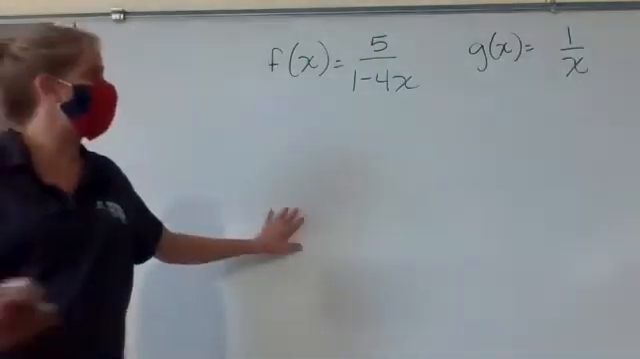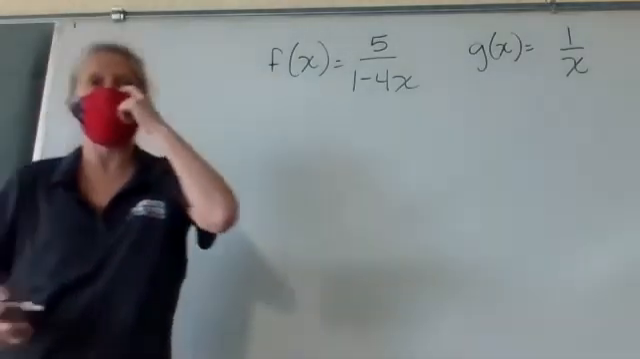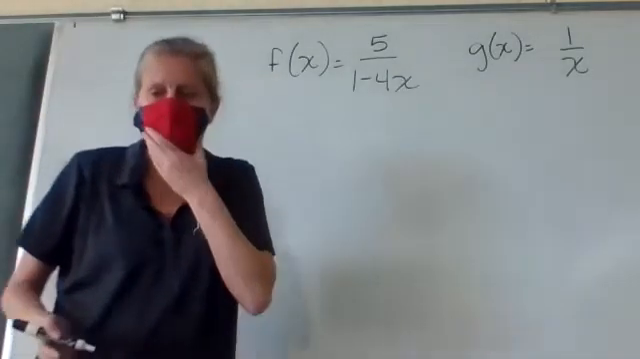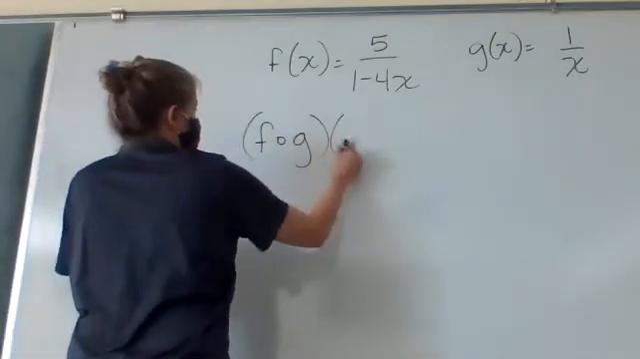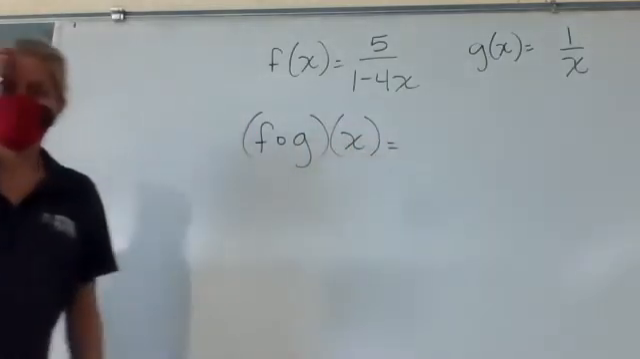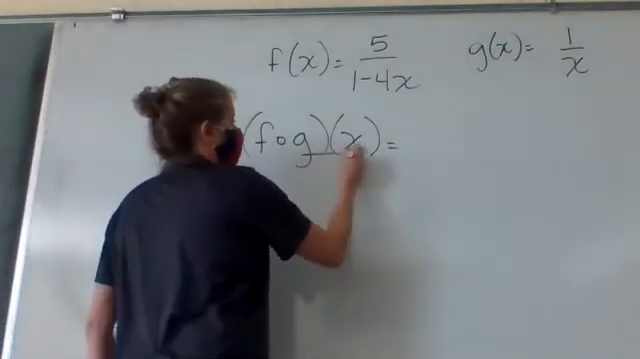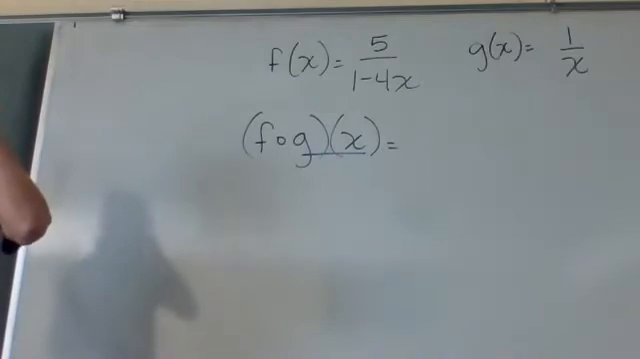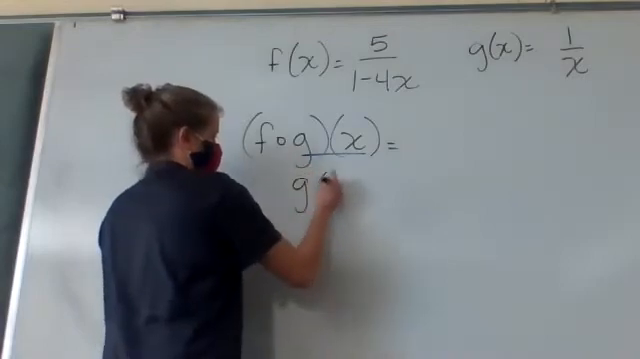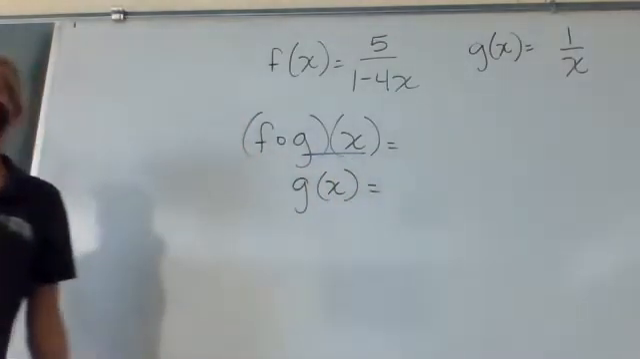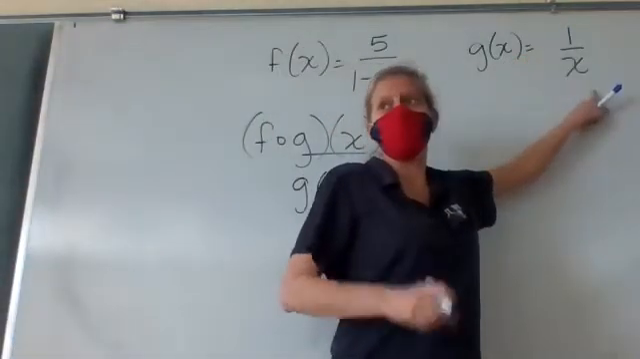Okay, I'm doing the same things I did to the last two problems. I'm going to find f of g of x and its domain, and g of f of x and its domain. So f of g of x first, which means the inside is g of x. So that's what I'll find first. The only good thing about this problem is that I do know what g of x is. 1 over x.